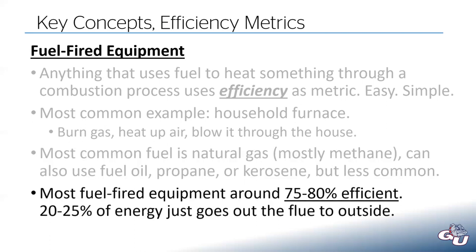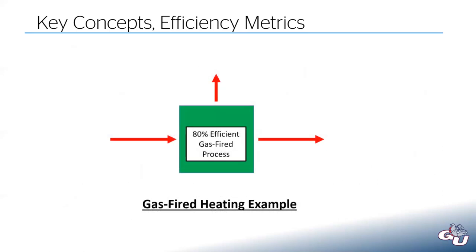Most fuel-fired equipment is around 75 to 80% efficient, and that is the standard efficiency baseline you can expect with gas-fired equipment. The energy code today says that any new gas-fired equipment needs to be at least 80% efficient. What that means is the rest of that 20 to 25% of the energy from combusting that gas just goes out the flue.